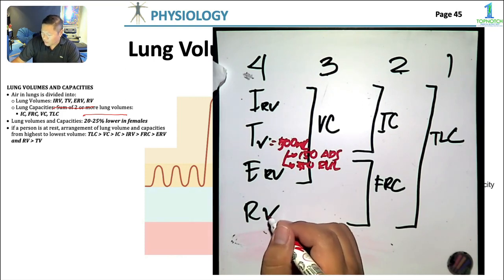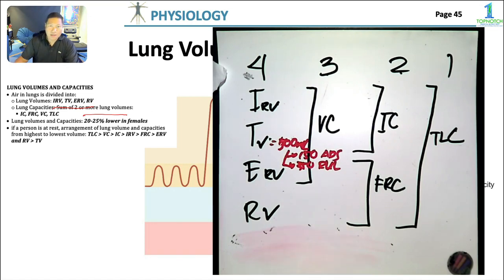The residual volume is the amount of air that remains in your lungs after maximal expiration. It is a misconception that when you exhale, all the air will go out and nothing is left in the lungs. No, that's not possible. Even after maximal exhalation, there will always be air remaining in your lungs, and we call that your residual volume.